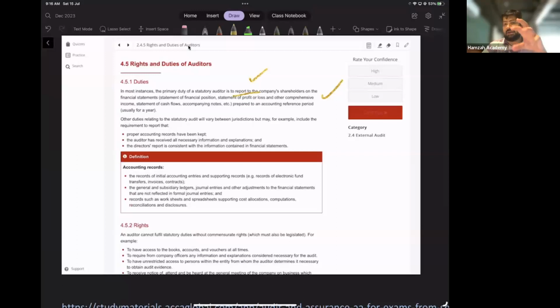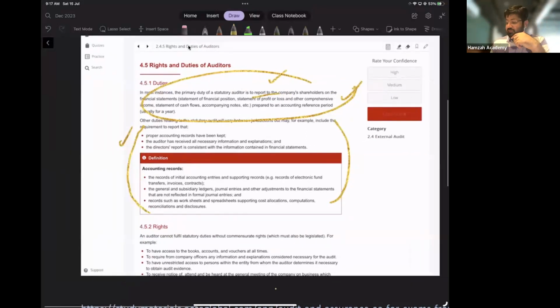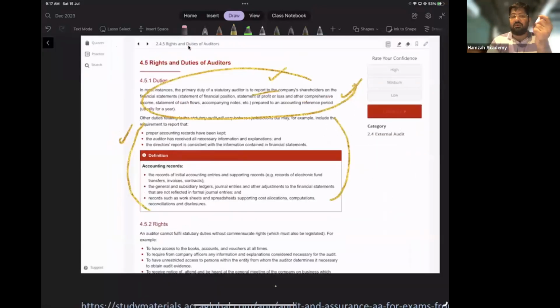And in order to do that, what does he have to verify? He has to verify whether proper accounting records have been kept or not. This is the overriding duty, and in order to perform it, all these have to be checked. So the first is proper accounting record. Now, what is proper accounting record? Books of entries, documents, journals, spreadsheets, reconciliations.